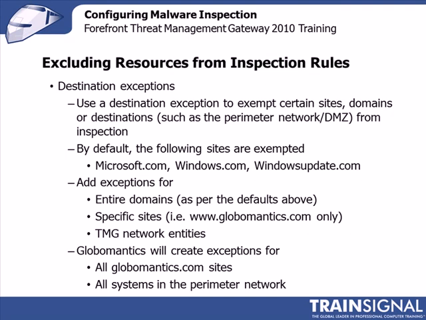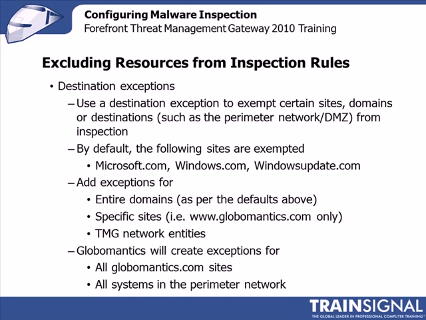Now, there are some sites that are actually exempted by default in Threat Management Gateway, and these are anything to do with Microsoft.com, Windows.com, and WindowsUpdate.com. You can add exceptions for entire domains, as per those defaults that we talked about before. Anything that goes to Microsoft.com, whether it's www or whether it's some other DNS name at Microsoft.com, is going to be exempted from inspection rules.